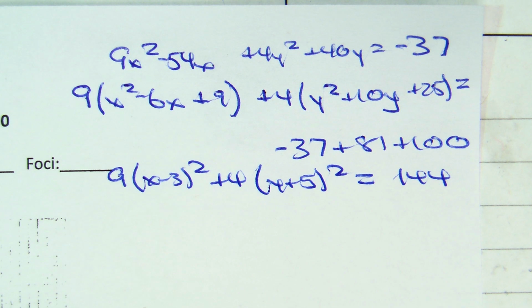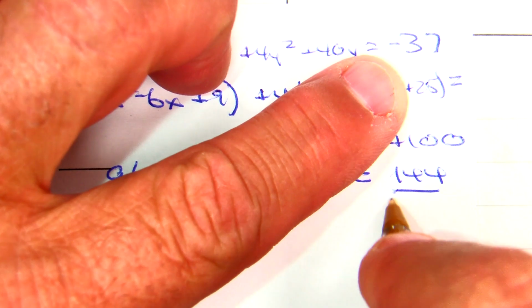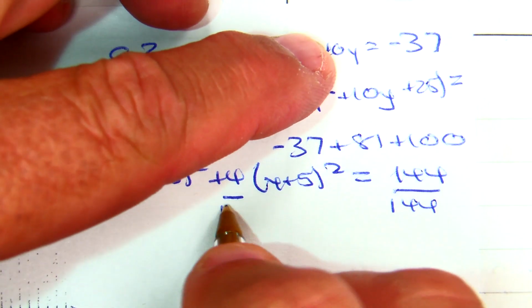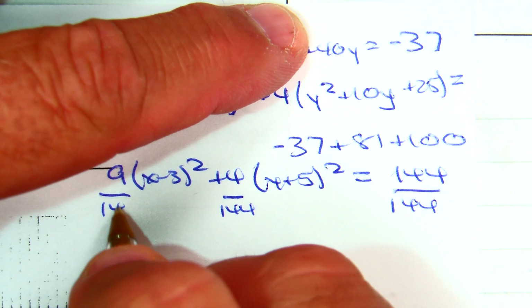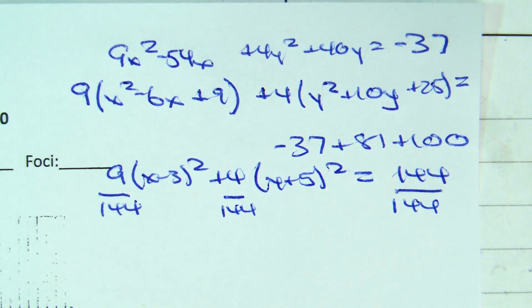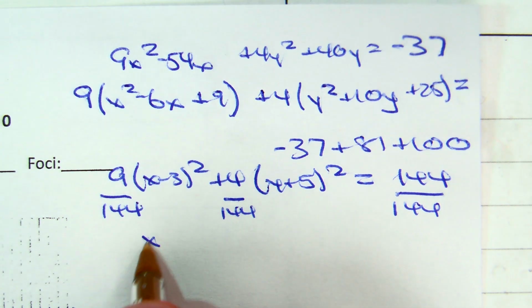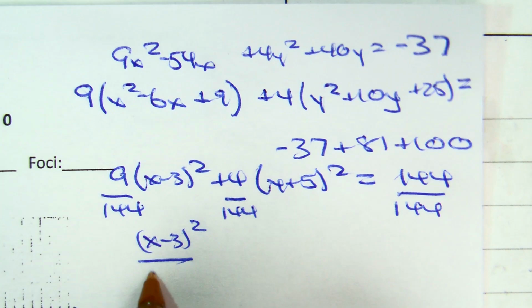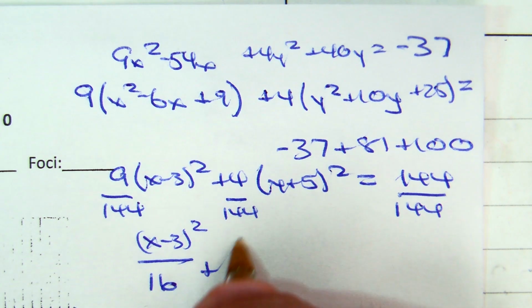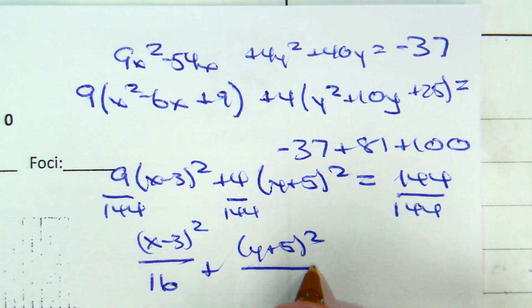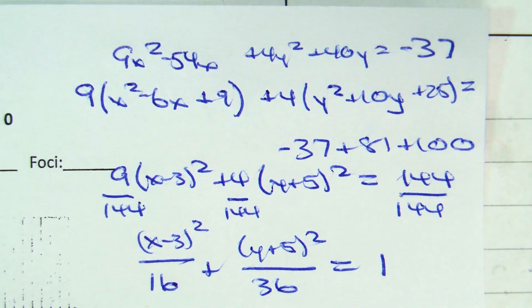Now, with an ellipse, the right-hand constant is always equal to 1. So we're going to divide by whatever that number is. In this case, 144. When we do, we're going to have x minus 3 squared over 16 plus y plus 5 squared over 36 equals 1. So that's converting it to what? Standard form.